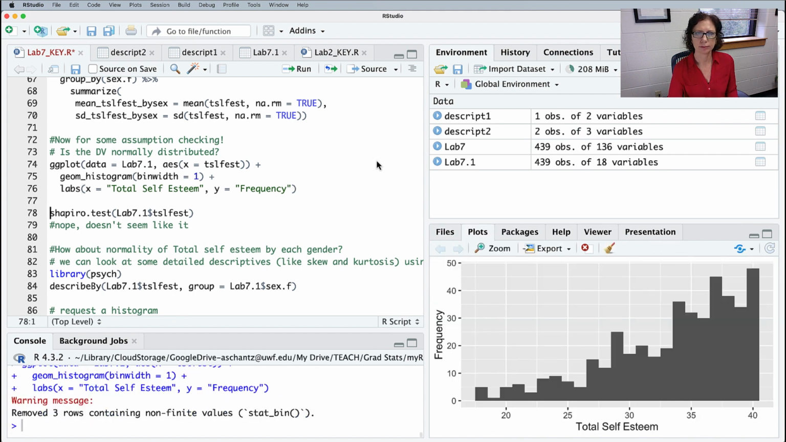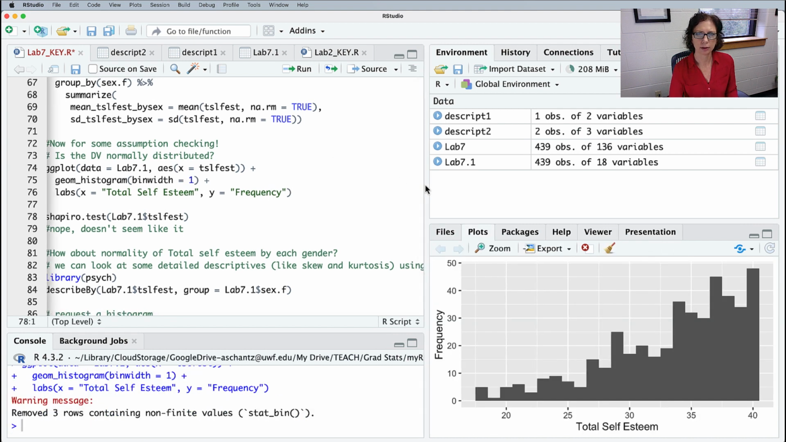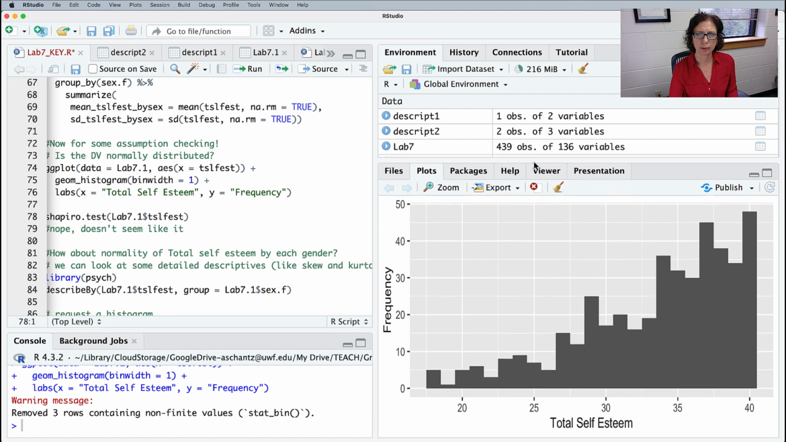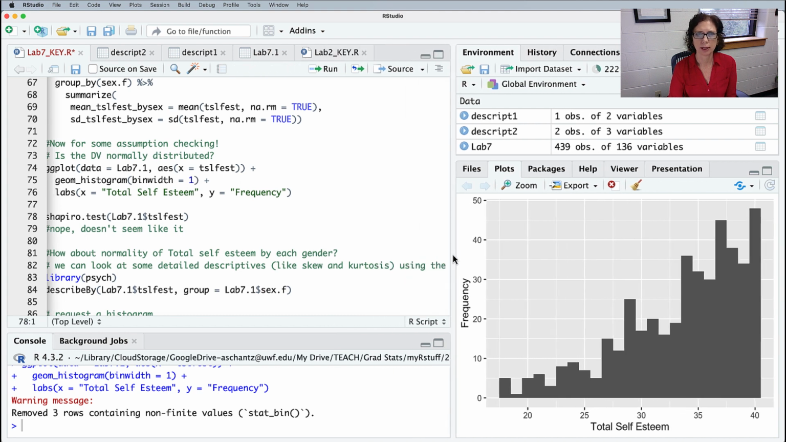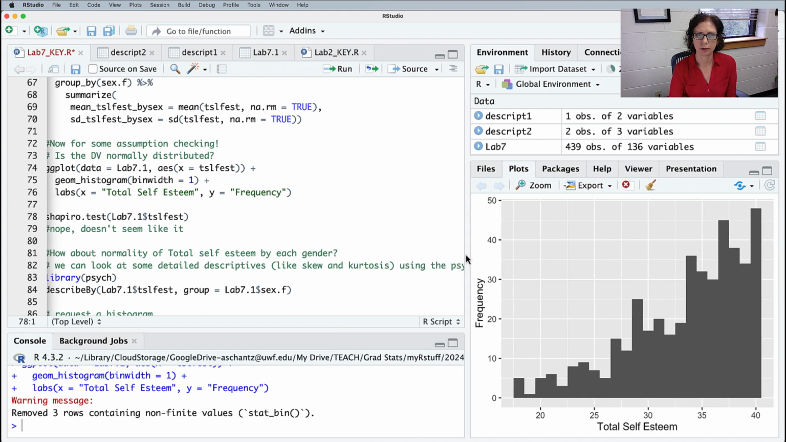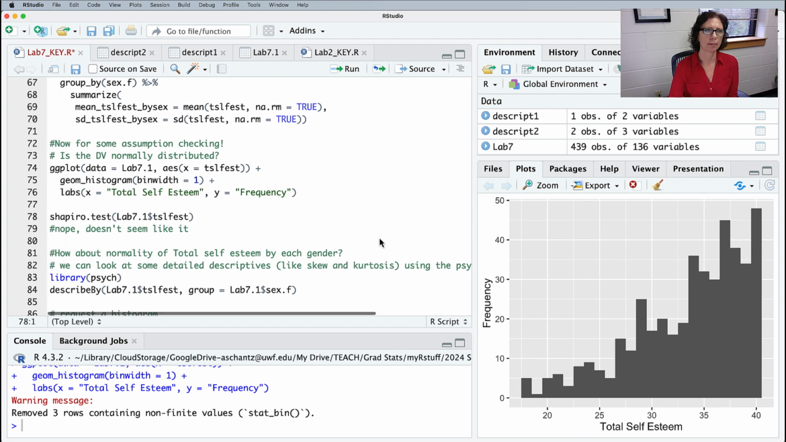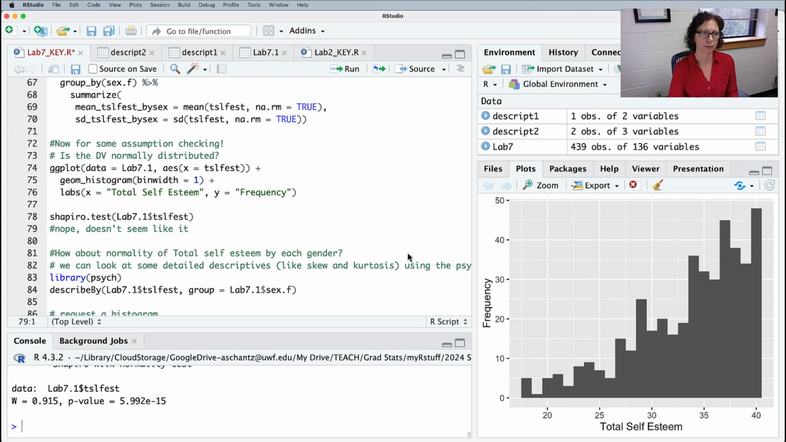Running that, we have a nice little histogram here, which does not look normally distributed at all. Very strong negative skew going on here. So not going to report that as even looking anywhere near normal. But let's go ahead and get the Shapiro's test as well.